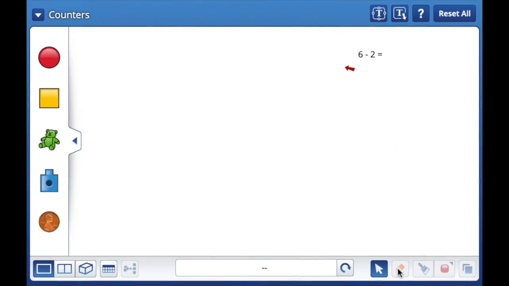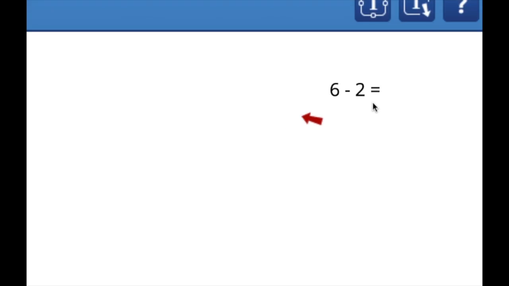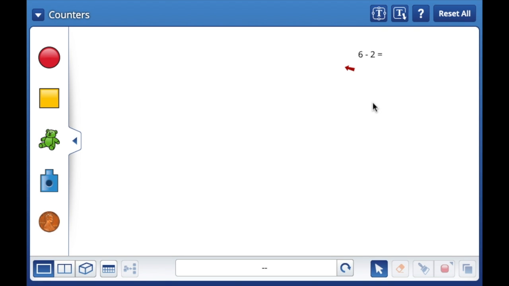But first, we're going to start with a story problem. Let's check it out. Now, friends, today to start math, we are going to make up our own story problem. And it's going to be for this number sentence. Now take a look. Your turn to read the number sentence. Get ready. 6 minus 2 equals.